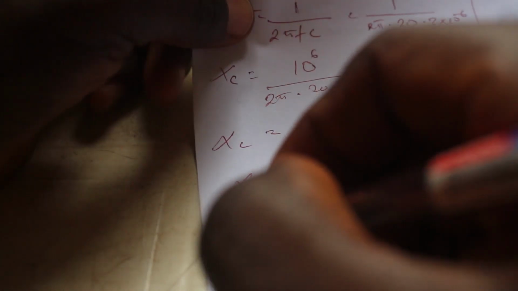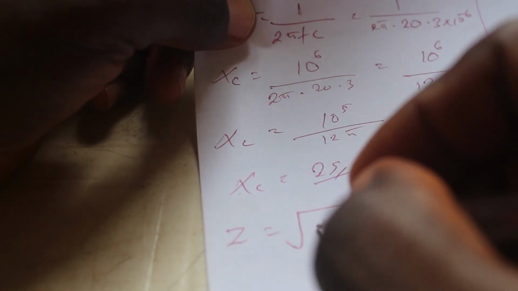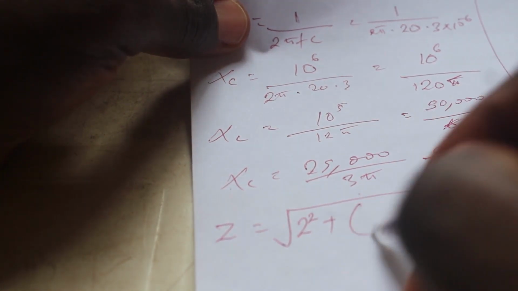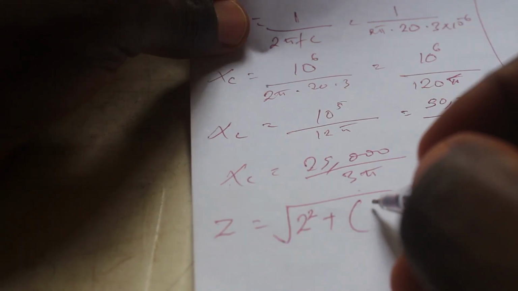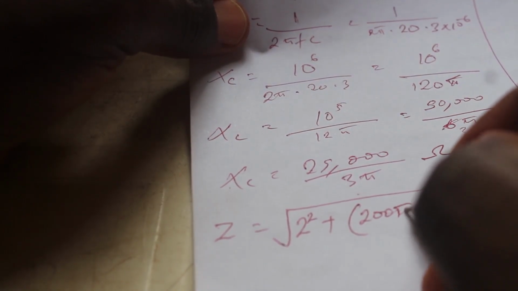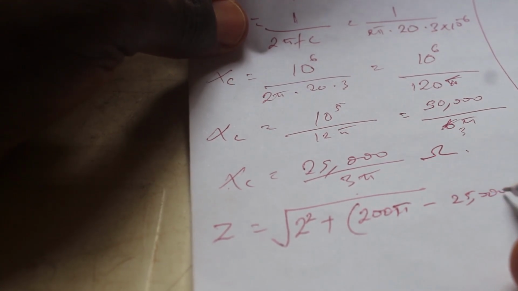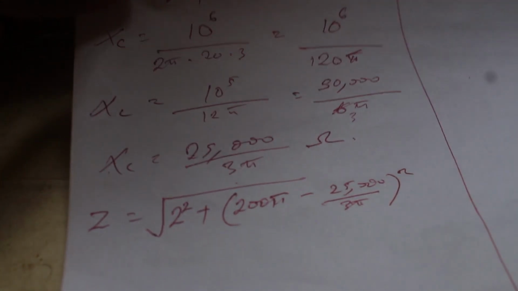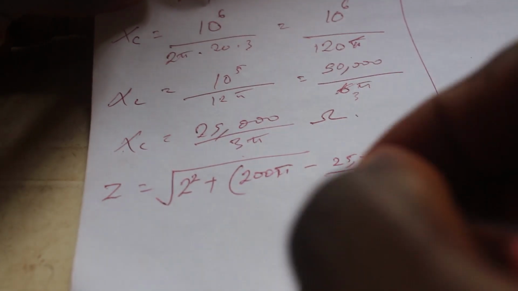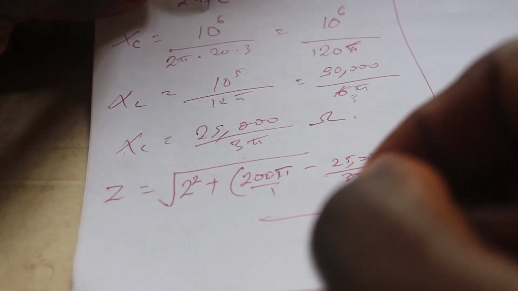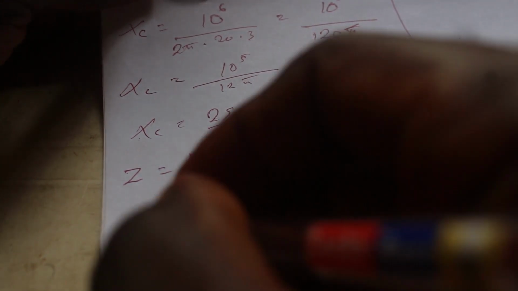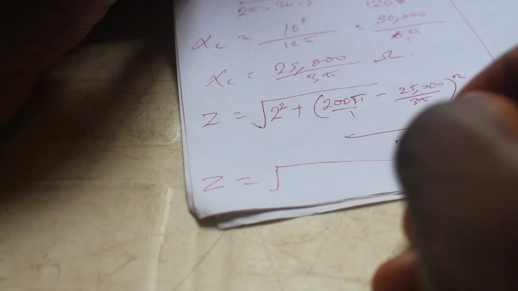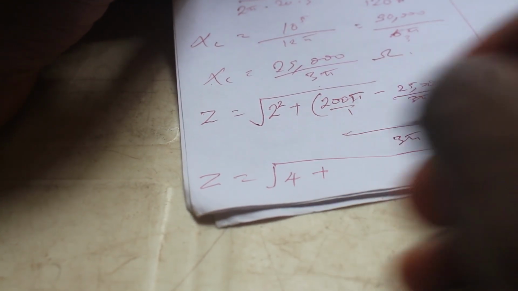So the impedance becomes R squared. What is R? The resistance is 2, squared, plus 200 pi minus 25,000 all over 3 pi, squared. So first of all, let's solve. Here we have 3 pi. This becomes Z, that's the impedance now, is equal to the square root of 4 plus bracket.